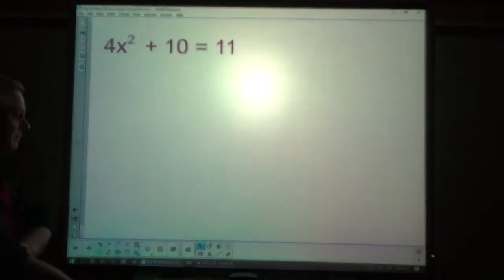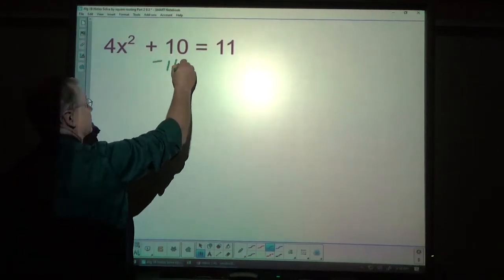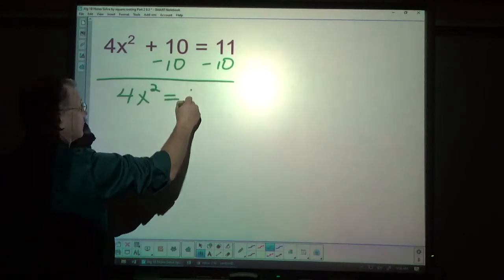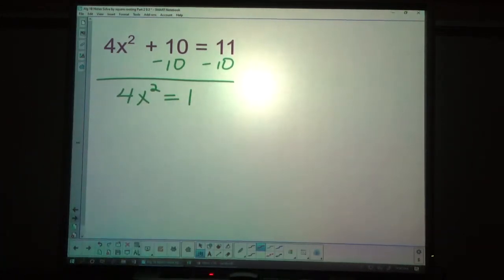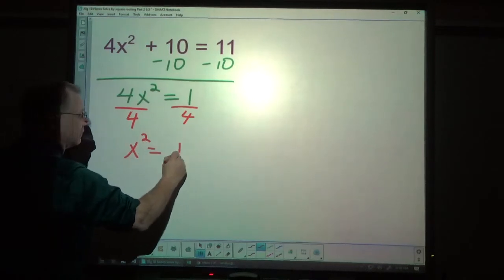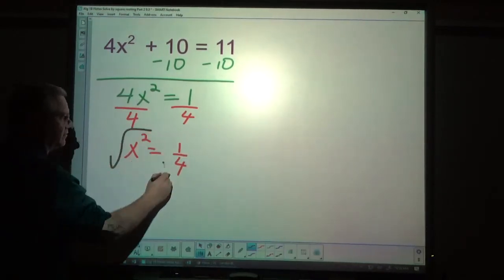Here's our next example. I want you to try this on your own, see what you can do with it, and then we'll do it together. All right, so I'm going to subtract 10. Now, here's where you might have gotten stuck. Let's go over what to do next. You know to divide by 4, but how do I square root 1/4? Well, you just do this.